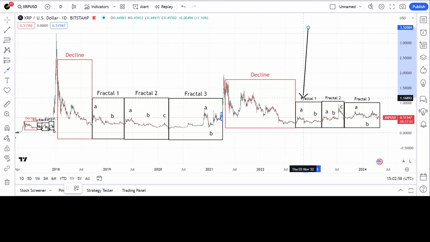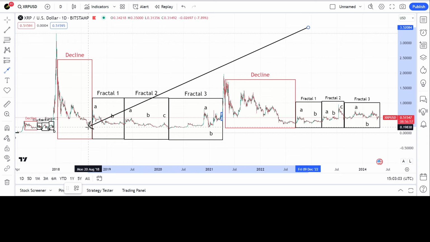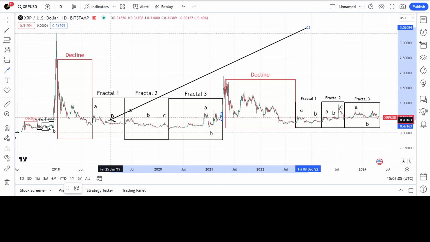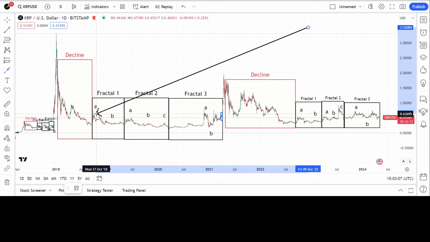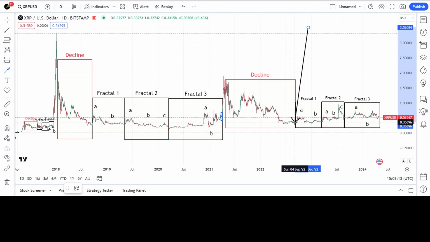Let me explain to you what I'm talking about. In fractal 1, we have two parts, part A and B. Part A, price moves up, it comes crashing back down or declines, and then it goes flat. Over here, we see the same thing take place. In fractal 1, part A, price moves up, it declines, and then it goes flat.